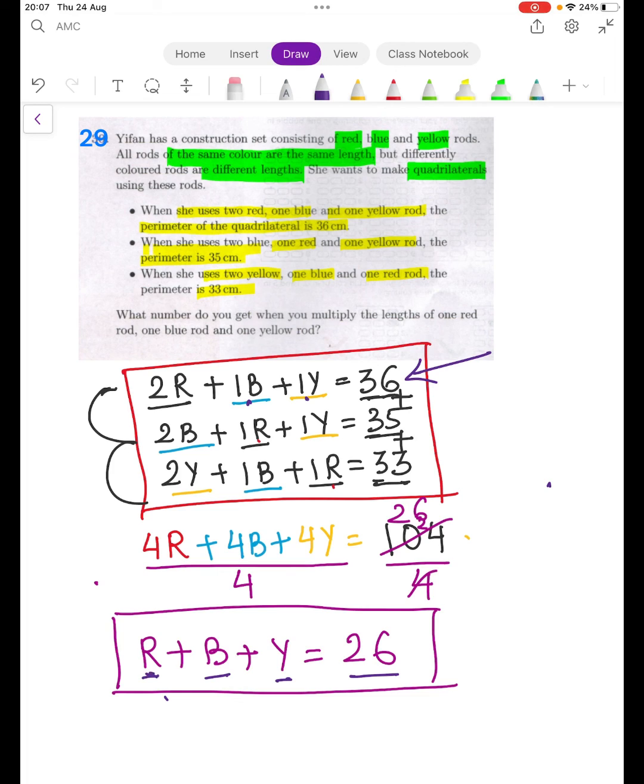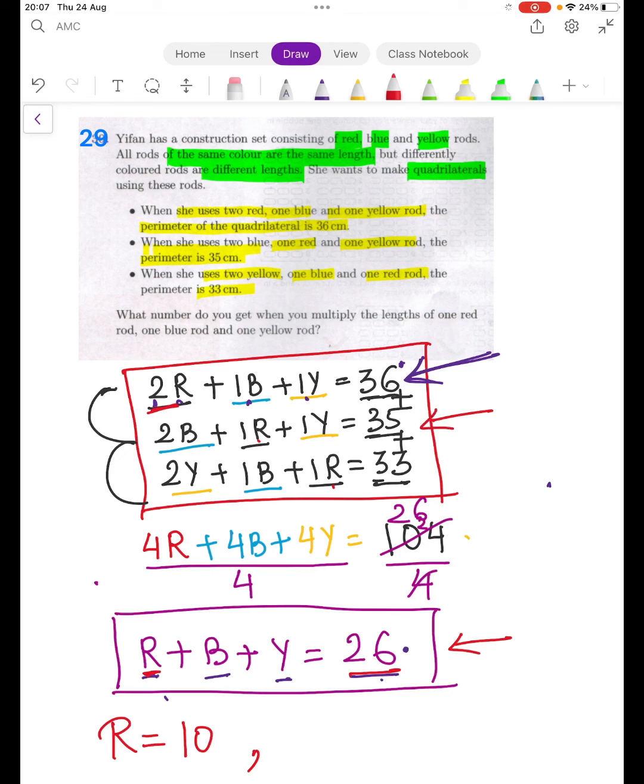It had 1 yellow, 1 blue, but instead of 1 red, it has 2 reds. So if we had 1 red, it's 26. Just adding another red here adds 10 more to the equation. Here is 26, here becomes 36. So just adding 1 more red, it makes it 36. So of course we can work it out. The red should be 10 centimeters, that means. Here is 26, adding 1 more red, we get 2R, and the equation changes to 36.